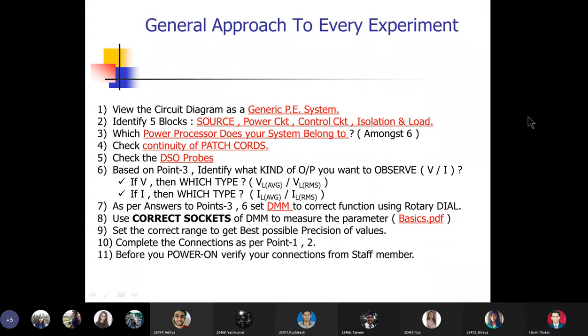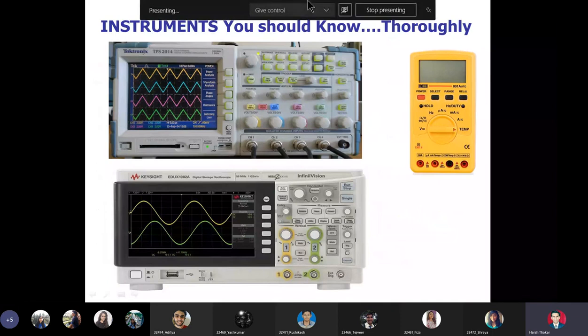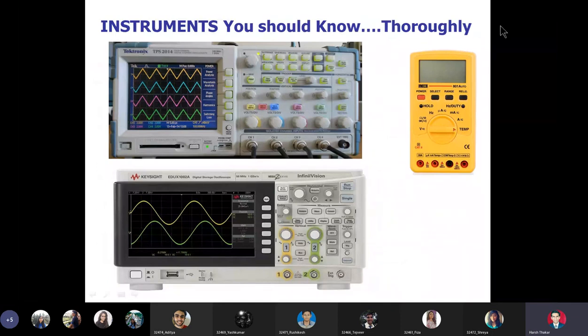So these are the only 2 instruments which you are going to use while performing experiments. One is the DSO and second is DMM. So to the right, the yellow colored standing rectangle is the DMM, and I have shown the photos of 2 DSOs because we are using DSOs of 2 different makes in the lab. One is Tektronix and second is Keysight.